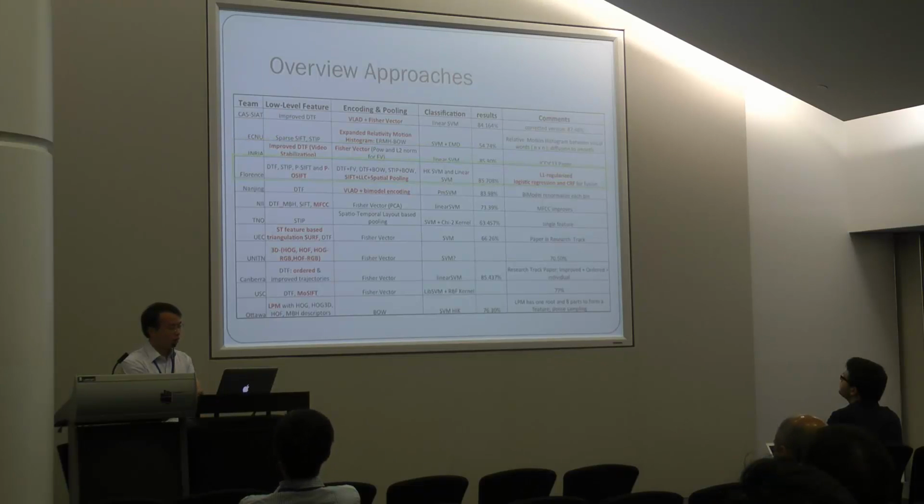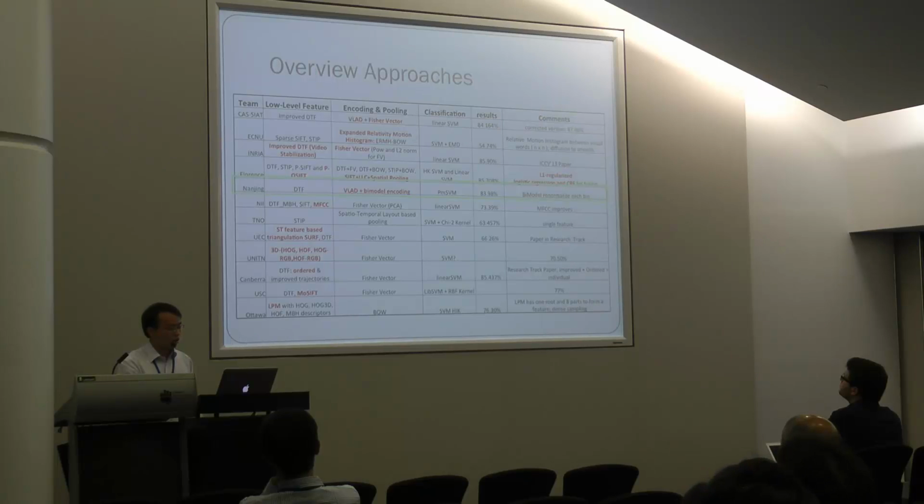The Florence team explored all kinds of features like DTF, STIP, P-SIFT, which is pyramid SIFT, and the PO SIFT. And they also have all kinds of encoding approaches like visual vector, backwards, or this ASC, plus the spatial pooling approach. So basically they have got like 11 channels, and then use the one regularized logistical regression approach to fuse all the performance, all the channels, and finally use the CRF to smooth the score.